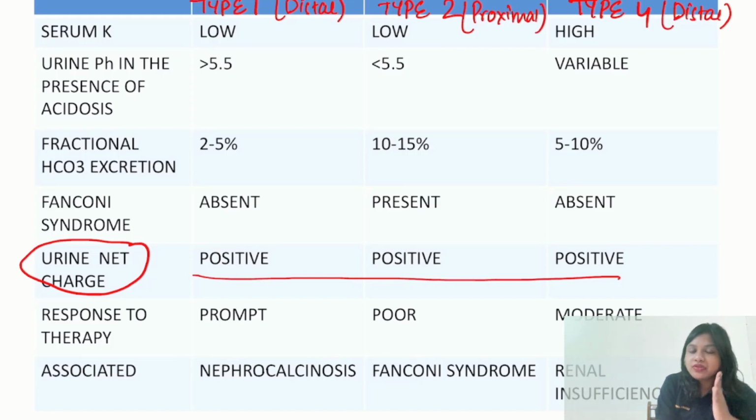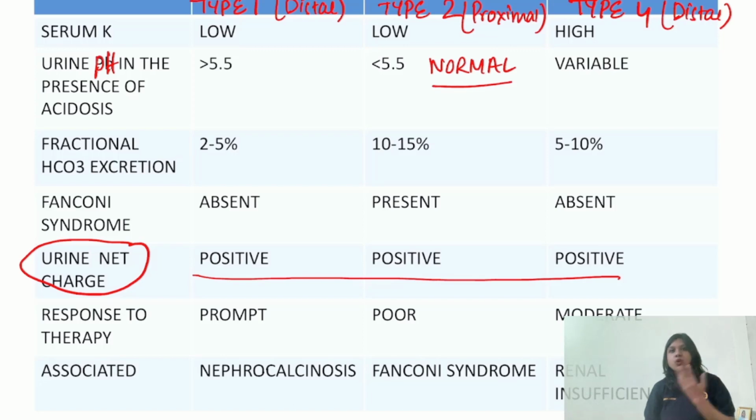Okay. So if it is a proximal RTA, that means the distal acidification is intact. There is no problem with the distal acidification. That means the urinary pH in the presence of acidosis is going to be normal, that is less than 5.5 in case of type 2, because the distal acidification system is intact, whereas in type 1 it is more than 5.5. So urinary pH is deranged, more than 5.5 in type 1, whereas it is normal in type 2.